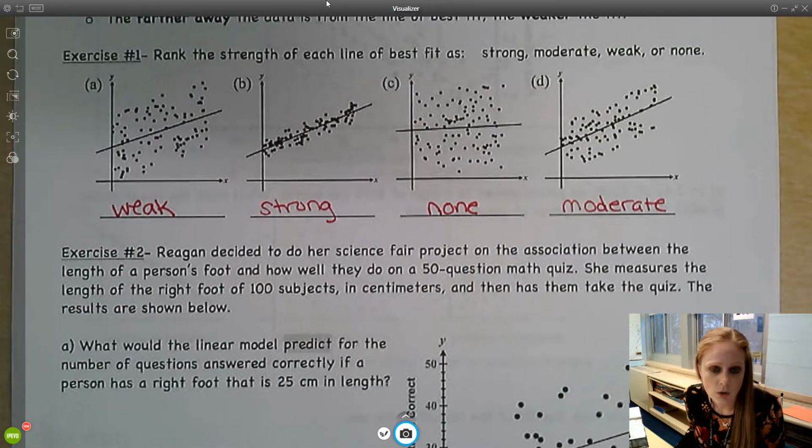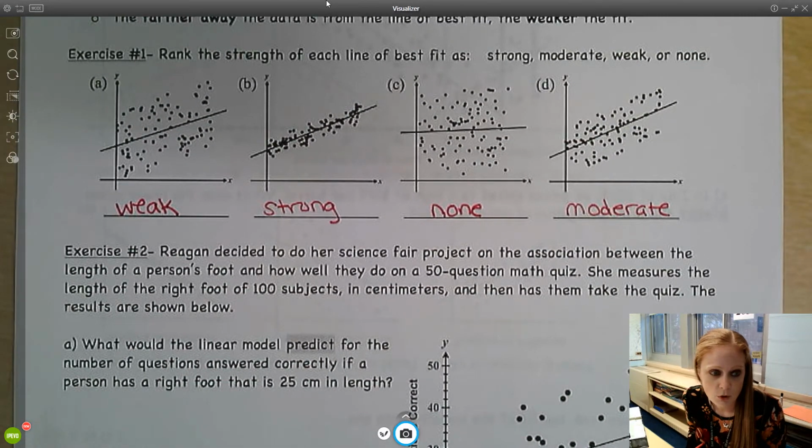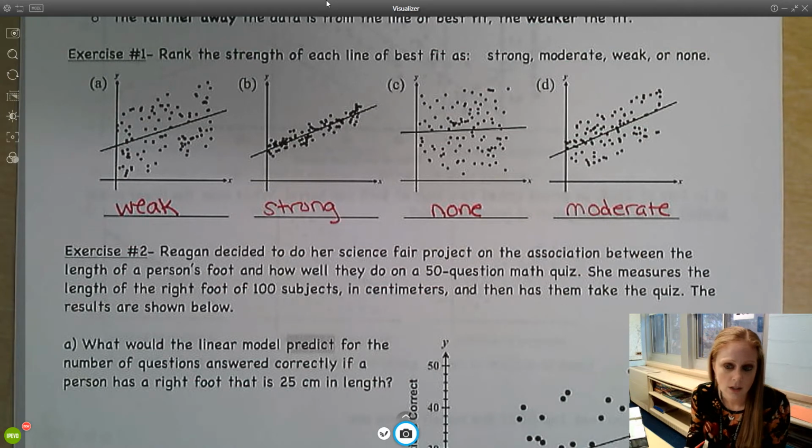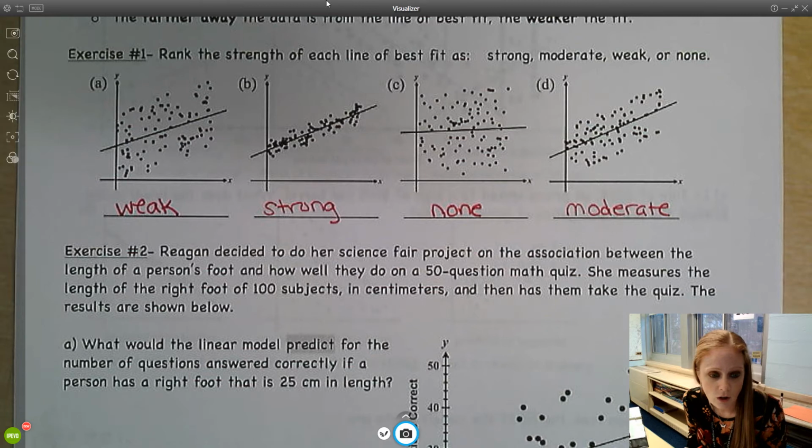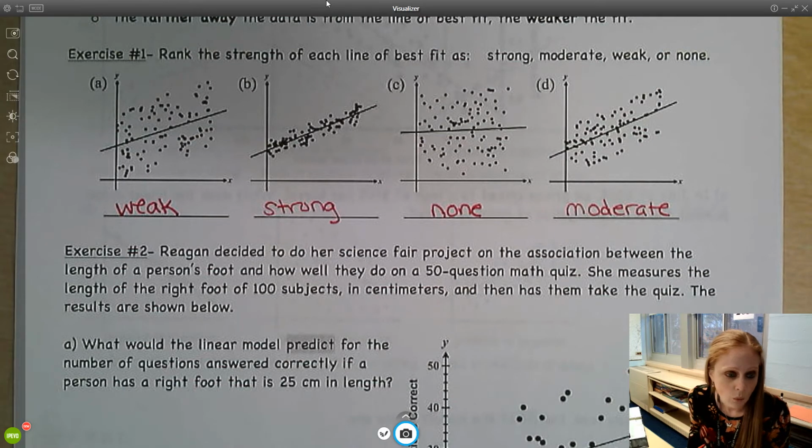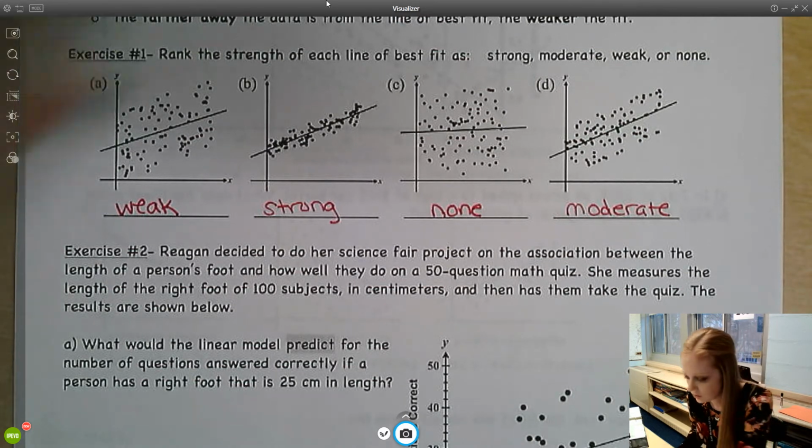Regan decided to do her science fair project on the association between the length of a person's foot and how well they do on a 50-question math quiz. She measures the length of the right foot of 100 subjects or people in centimeters and then has them take the quiz. The results are shown below. What would the linear model predict for the number of questions answered correctly if a person has a right foot that is 25 centimeters in length?